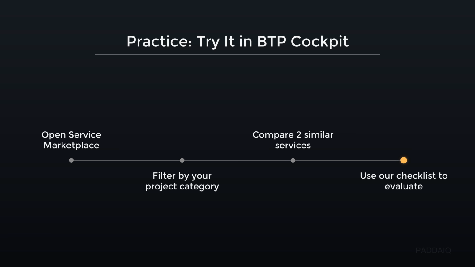Use our checklist to evaluate. This means systematically reviewing your BTP setup against predefined criteria. For instance, when deploying an app, check security settings, resource quotas, and service bindings. This method ensures your configuration is correct and complete before going live, helping you avoid common pitfalls.